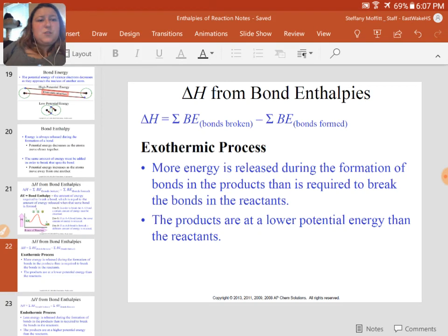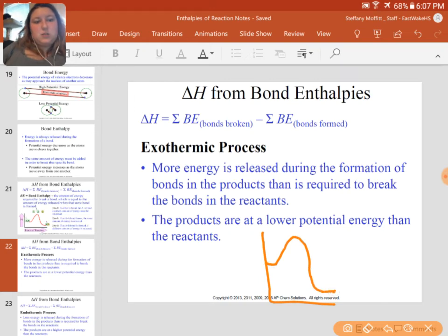So in an exothermic process, more energy is released during the formation of the bonds in the products than is required to break the bonds. So when we're forming the bonds, on the product side, there is more energy happening than when we are breaking apart the bonds. The products are lower in potential energy than the reactants, which gives us that curve that we saw earlier, where it looks like this.